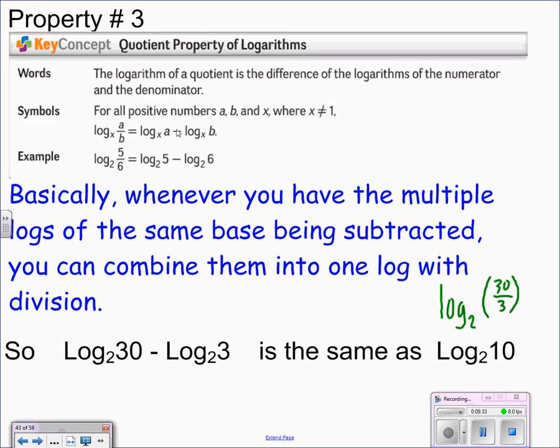And similar to the one we just talked about, if your arguments are dividing, then it becomes subtraction. And then if you have two logs subtracting with the same base, they have to have the same base, then you can put them back together as a division argument. So log base 2 of 30 minus log base 2 of 3. So the bases are the same. Therefore, you can combine these two to become 1 as log base 2 of 30 over 3, which 30 over 3 is the same thing as 10.